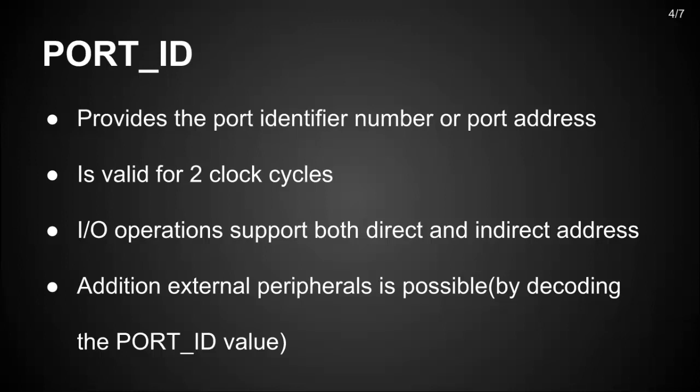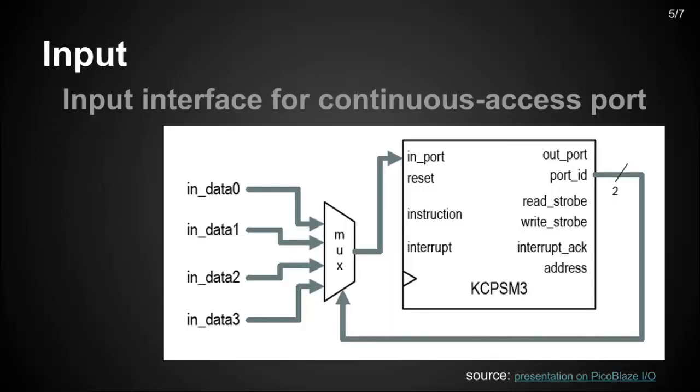The input and output operations support both direct and indirect addressing. Direct addressing means that the port address supplied is an 8-bit immediate constant, and indirect addressing means that the port is specified as the contents of any of the 16 data registers inside a PicoBlaze. The addition of peripherals is possible, but it requires a way of decoding the port ID value using the minimum required logic. We are now moving on to talk about the input interface.